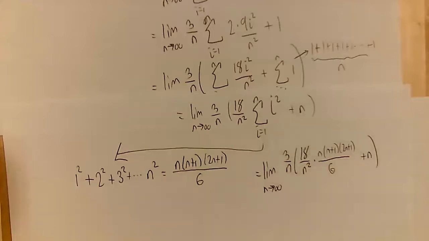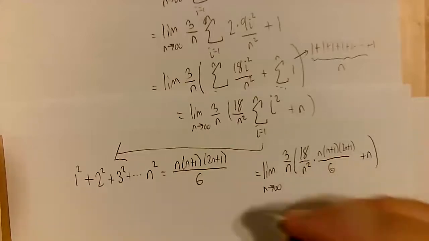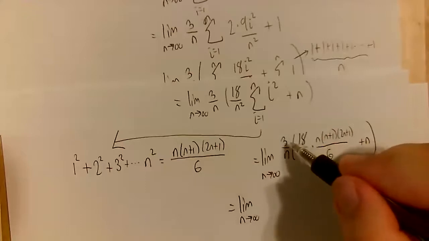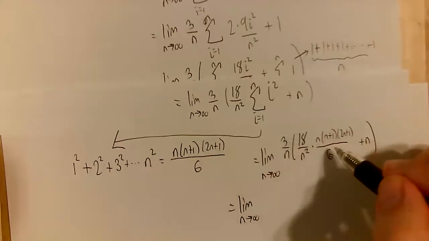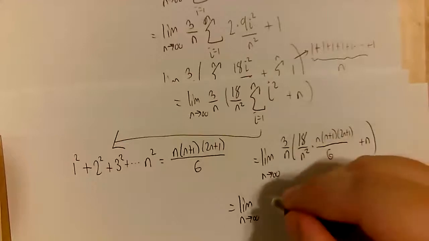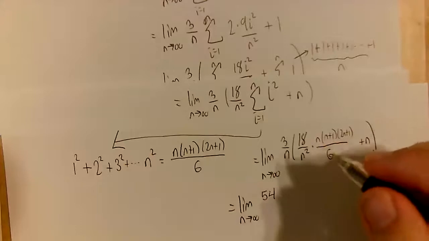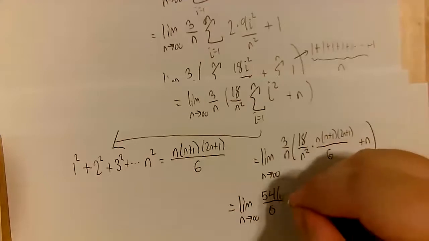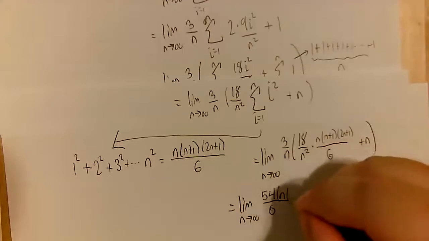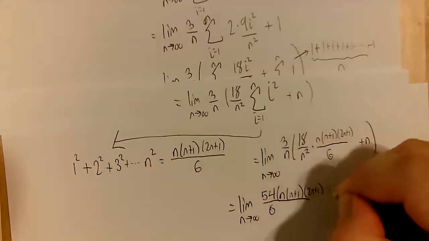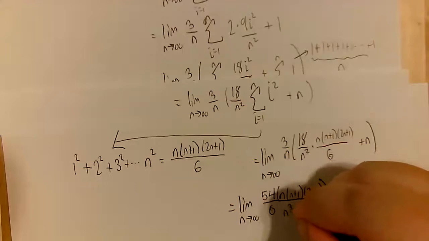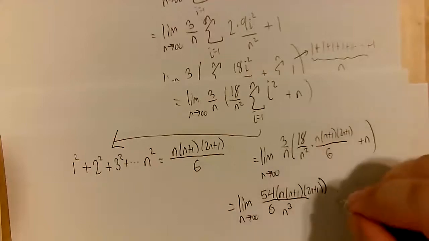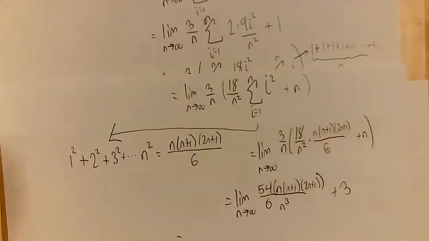What I'm going to do is multiply back this n through here. So this is the limit as n goes to infinity. If I do 3 over n times this stuff right here, I end up with 54 over 6. And then I have n times n plus 1 times 2n plus 1, all of that over n cubed. So I pretty much just multiplied all of this together. And then 3 over n times n, the n's cancel, and I just end up with 3.